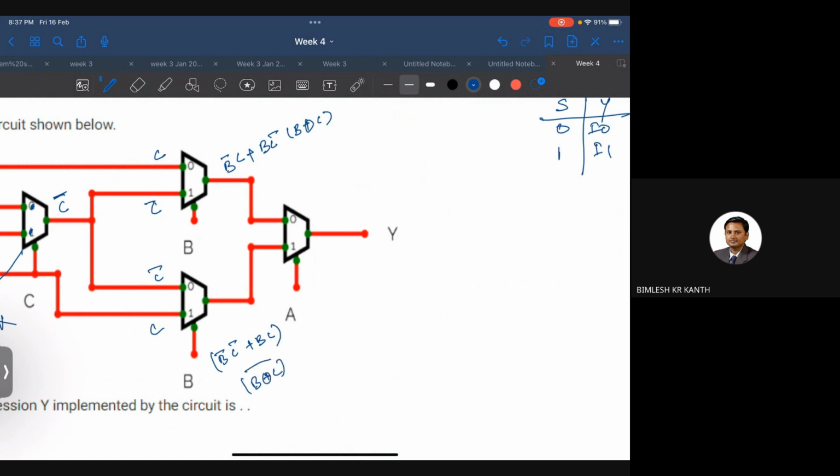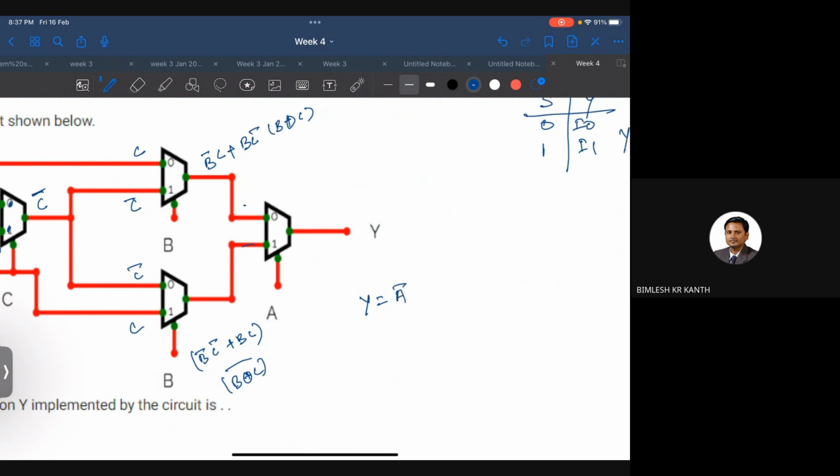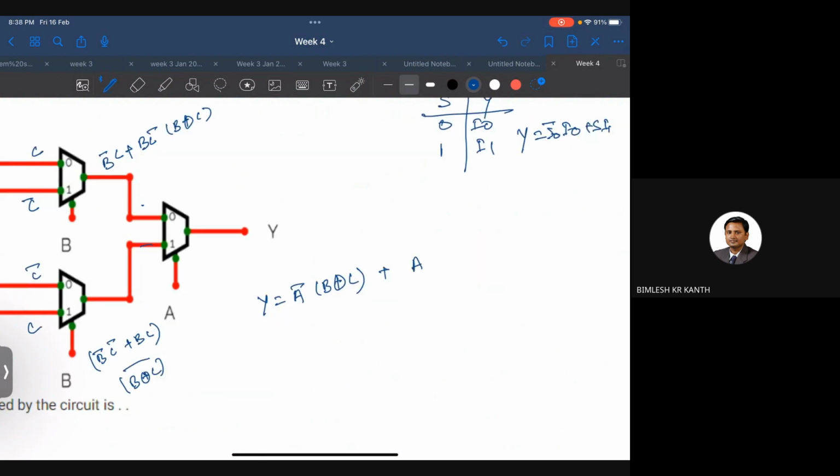So now here this is the input. So what will Y get? It will be A bar into (B XOR C) plus A into (B XOR C) bar, that is A XOR B XOR C.